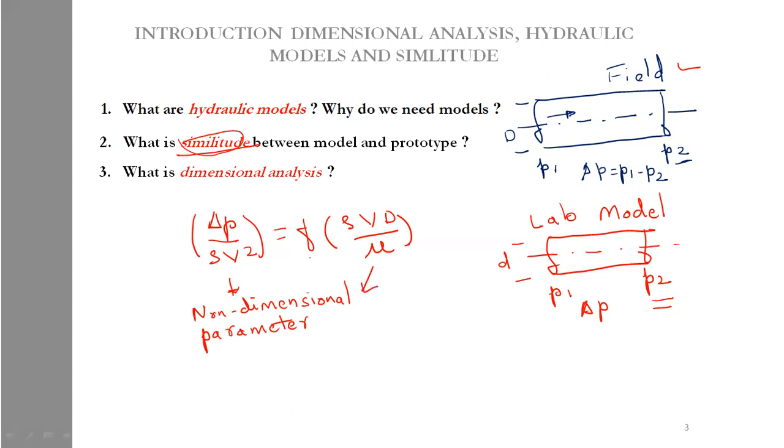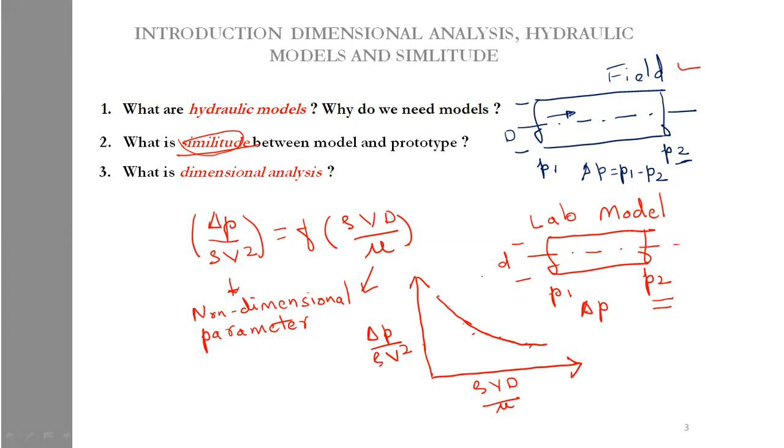Now if we do some experiments in the laboratory with different velocities, with different diameters of the pipe, etc., and generate a lot of experimental data, and then plot the data on a curve, we will have one variable, rho Vd upon mu, on the x-axis, and delta P by rho V square on the y-axis. And we get the data, we'll get some scatter, let us say like this.